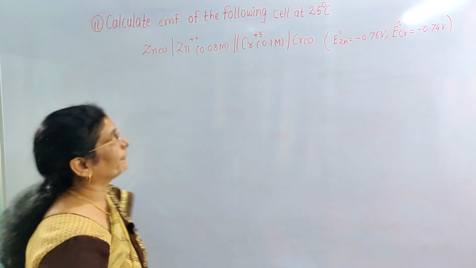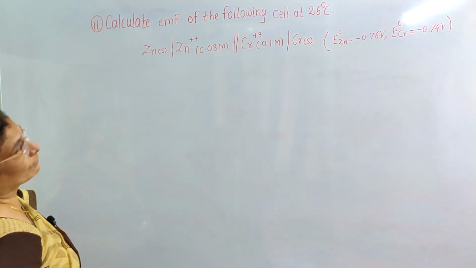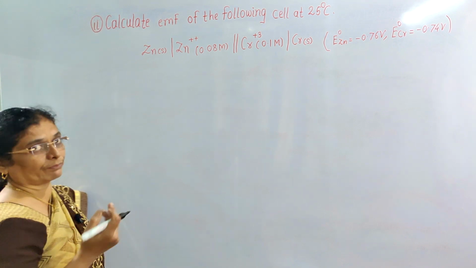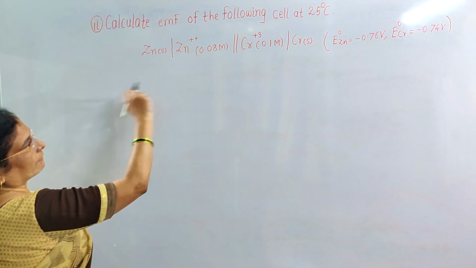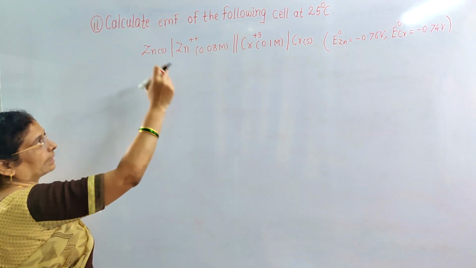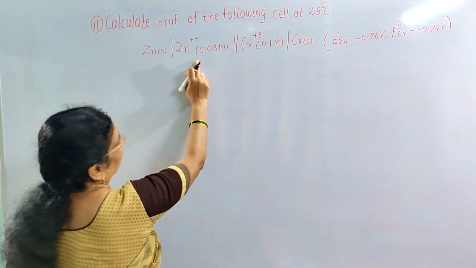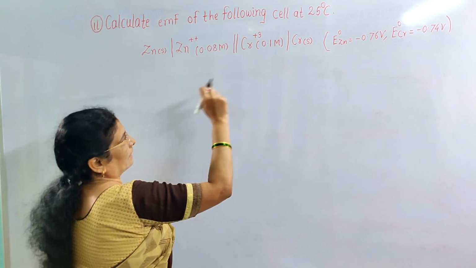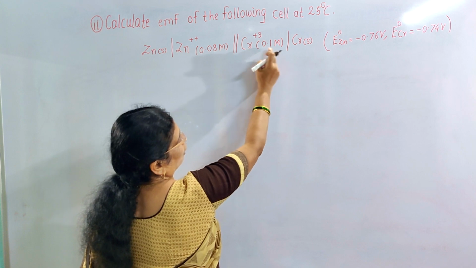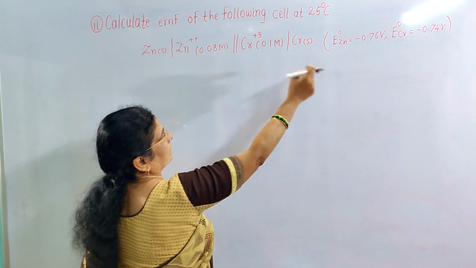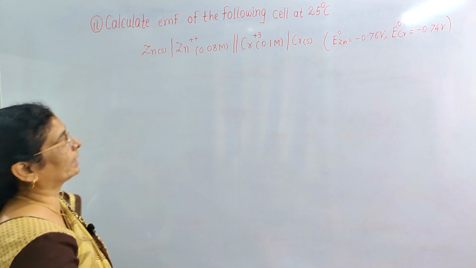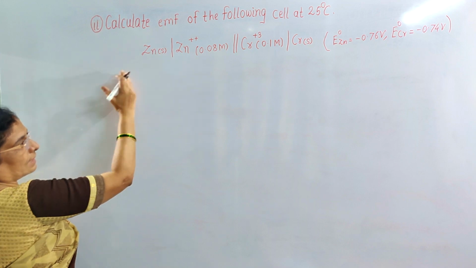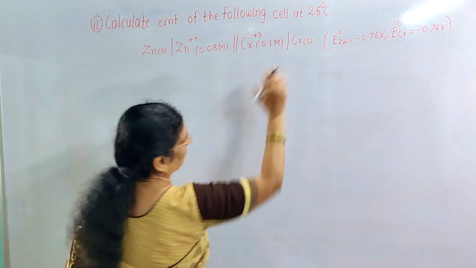So see the second problem. Calculate the EMF of the following cell at 25 degrees Celsius. Again 25 degrees Celsius is the temperature, so you can use the modified equation. The cell expression is given: Zn solid, single vertical line, Zn plus 2 aqueous, with the concentration of Zn plus 2 ions 0.08 molar. Double vertical line, Cr plus 3, 0.1 molar is the concentration of Cr plus 3 ions, and Cr solid. So these are the two metal electrodes by which the cell is constructed: the zinc electrode which works as anode, and the chromium electrode which works as cathode.